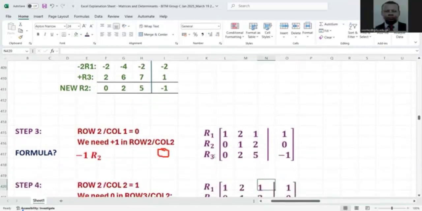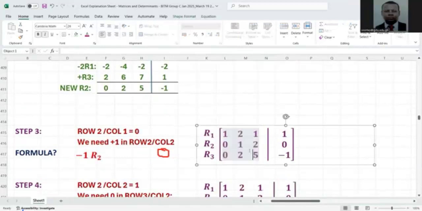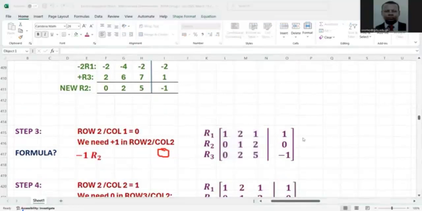What do I do to R3? This time, I will no more use R1. Remember that R1 has a value.